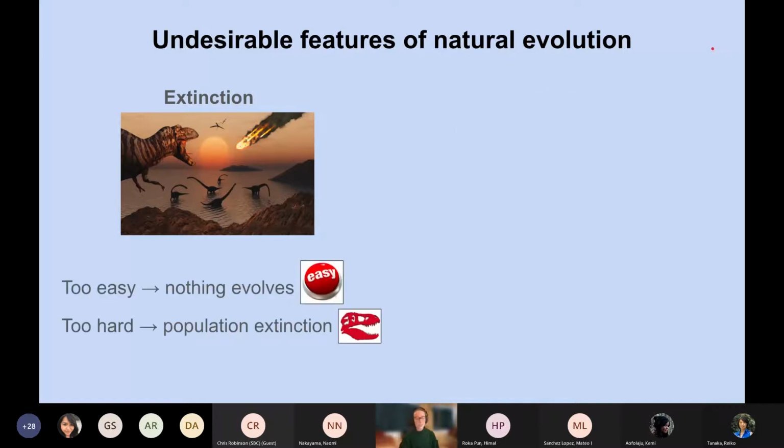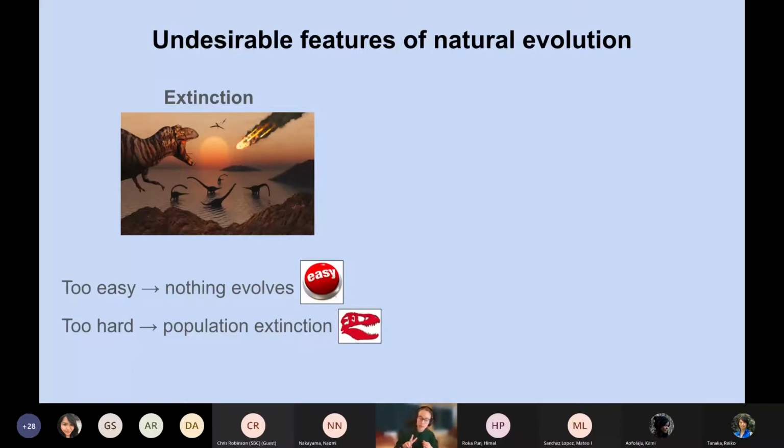So in a little more detail, talking about extinction first, when you have a population that is subjected to some sort of environment, if the challenge that environment poses to the population is just too hard, instead of evolving, the population will just entirely die out. And that's not beneficial if you're trying to use evolution to engineer a protein. Obviously, if everything dies, you don't get an evolved protein and your experiment has failed.